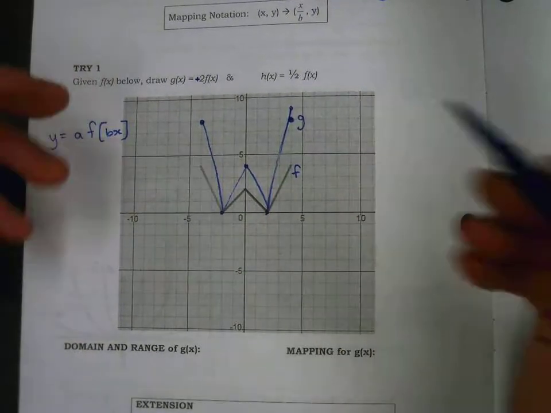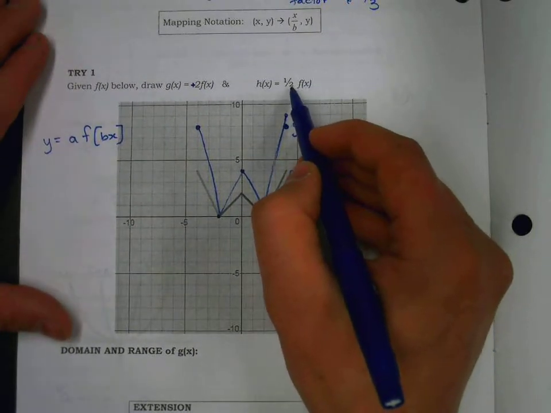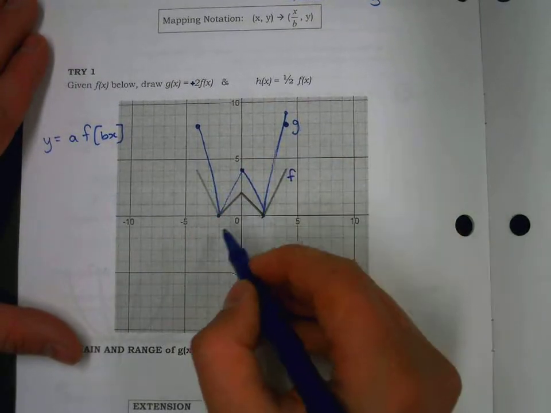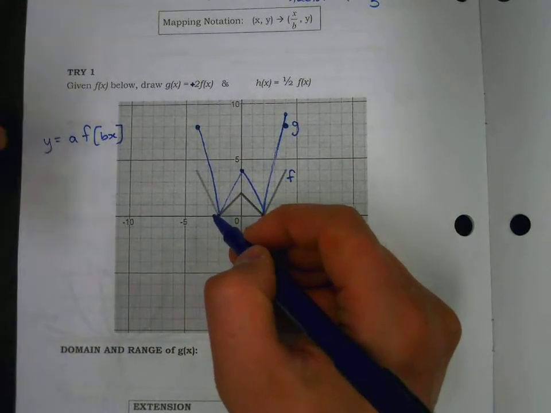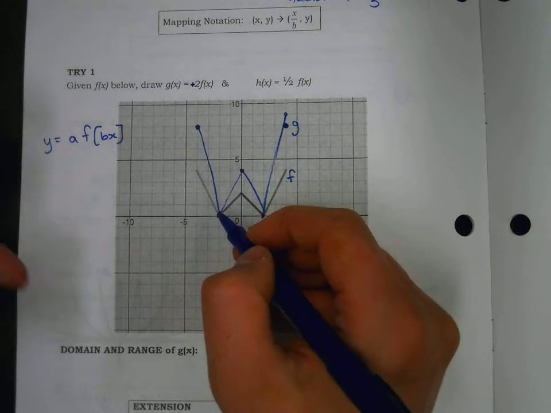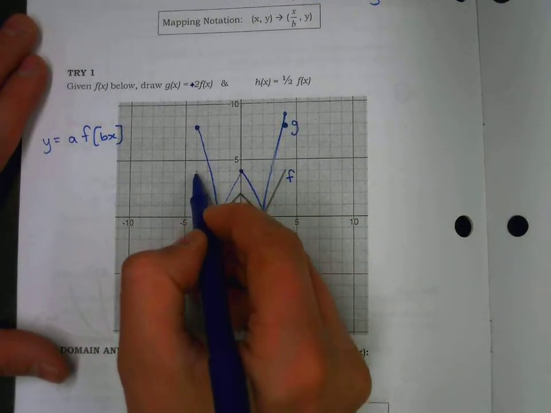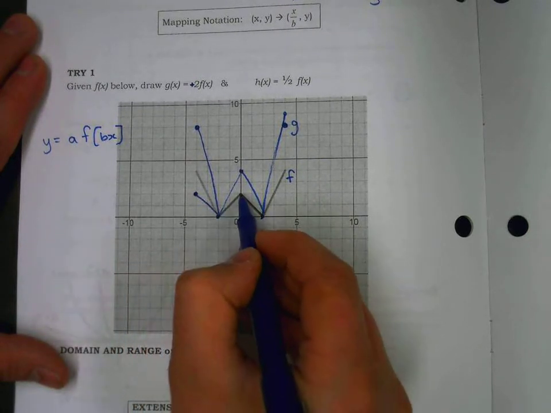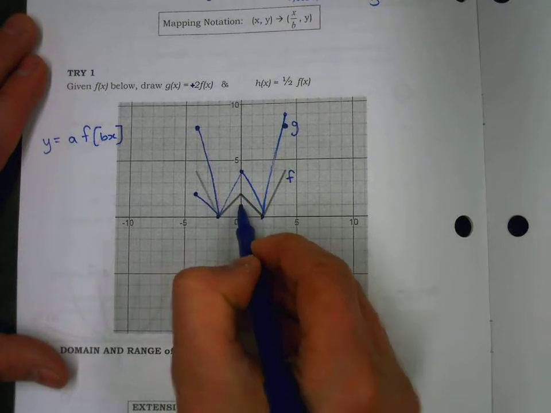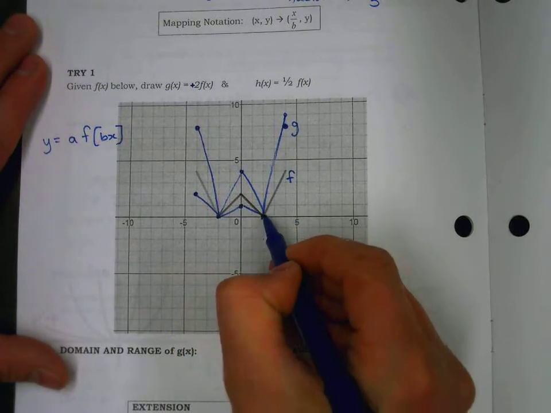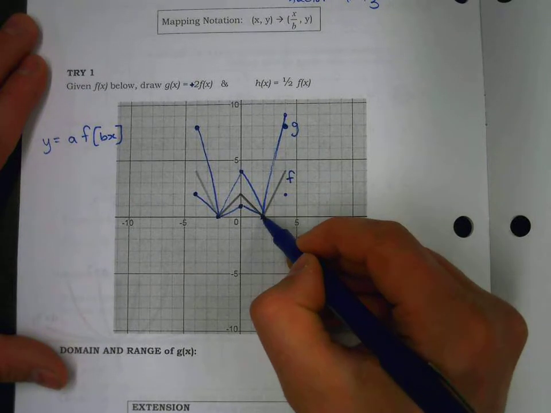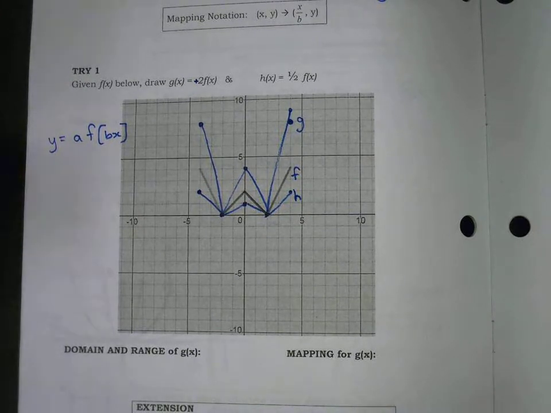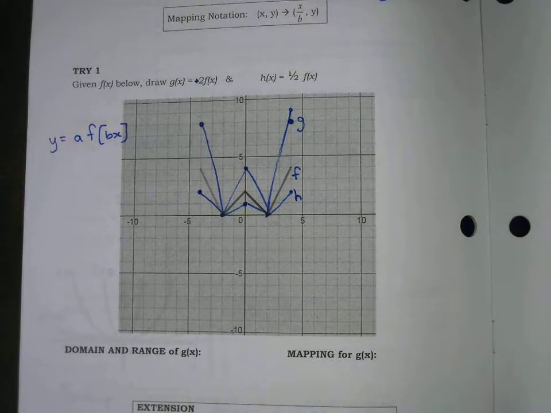H of x, a new one, if we were to do a vertical stretch by a factor of 1/2, instead of stretching up, it's stretching by a factor of 1/2 and appears vertically compressed. So a y value of 4 becomes a y value of 2. Y value of 0 stays. A y value of 2 times a half is a 1. If we continue this, y values times a half, we have a new function h, which appears vertically a little bit compressed.